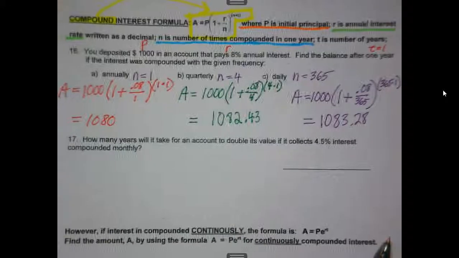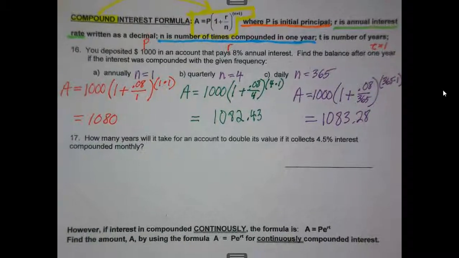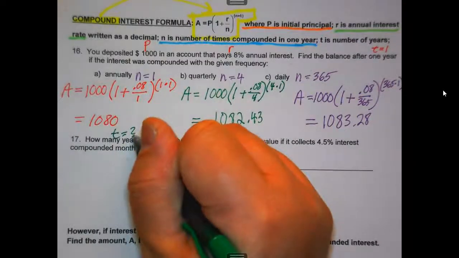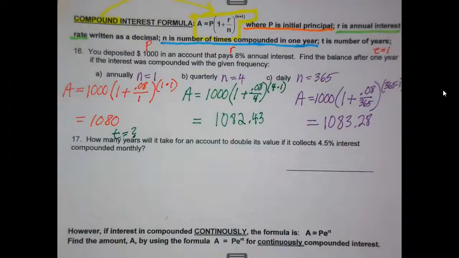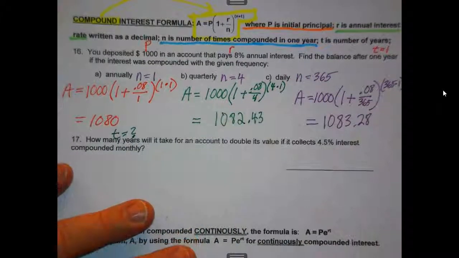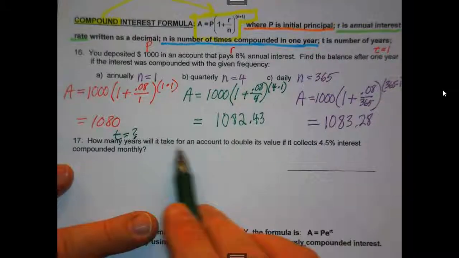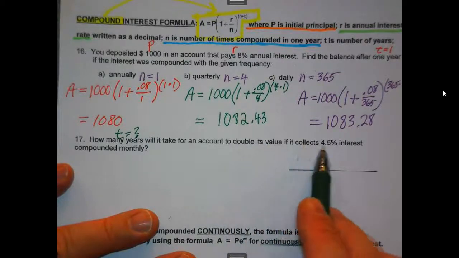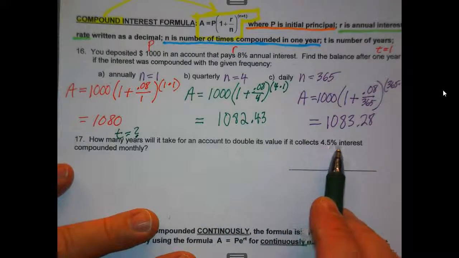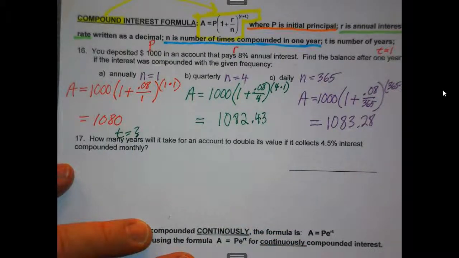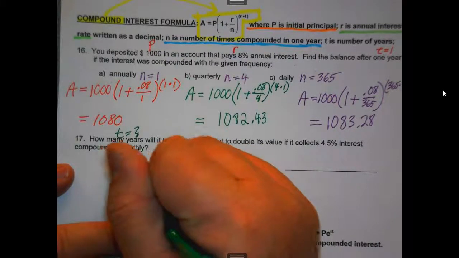Okay, number 17. How many years? What am I looking for? T. So we're looking for T here. Where am I going to put this into my calculator? That's right, the y equals button. How many years will it take for an account to double its value if it collects 4.5% interest compounded monthly? So here's my n. What does n equal?